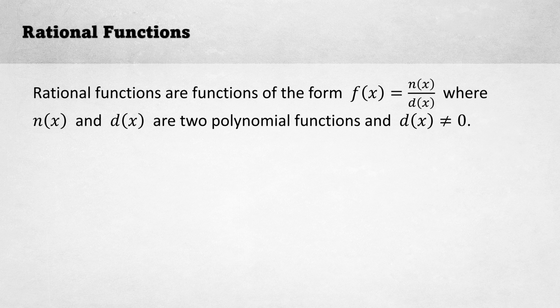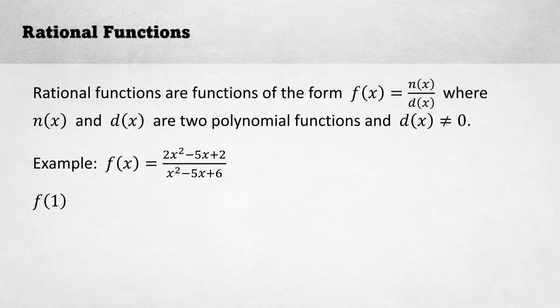Rational functions are simply ratios of two polynomial functions where the denominator cannot be zero. Let's evaluate this rational function at 1, 2, and 3. To evaluate, we simply plug in the input for all x's in the function. So f of 1 is 2 times 1 squared minus 5 times 1 plus 2 divided by 1 squared minus 5 times 1 plus 6. And we follow order of operations to simplify it.